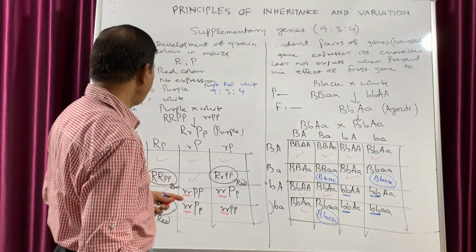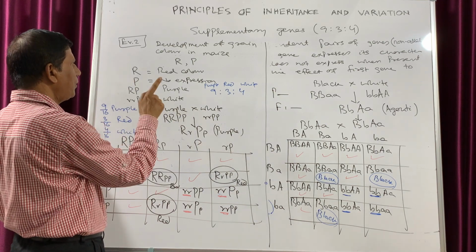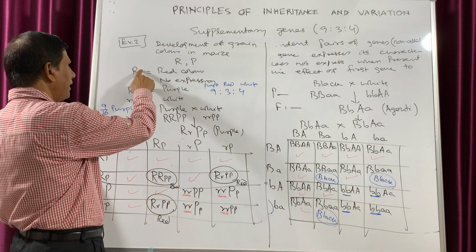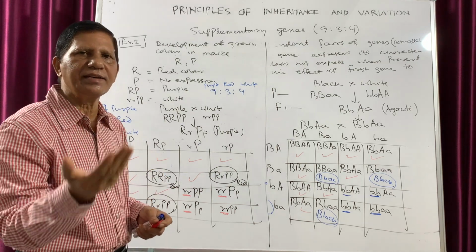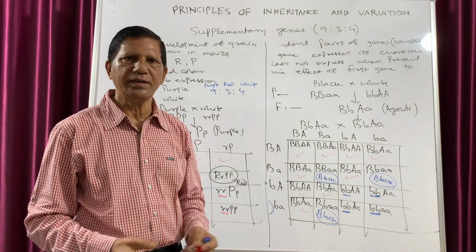That means here the gene P, when present alone, is unable to express, but when present along with the R, it is enhancing its effect. So this is about the supplementary gene interaction.